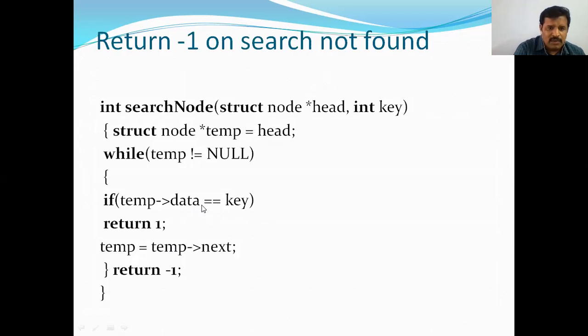If temp data equal to key, that means the data value is equal to the key value, it returns 1. Suppose the condition is false, that means the data value is not equal to the key value, then it returns -1. That means that key element is not found in the list.